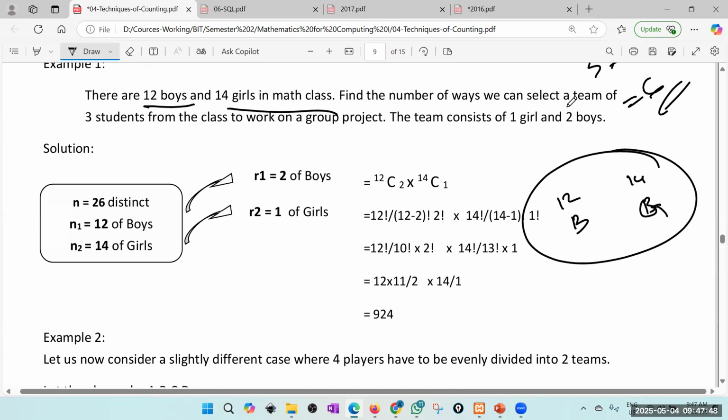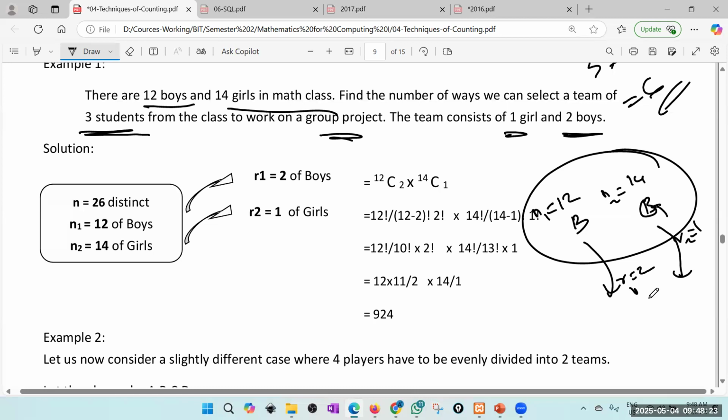Find the number of ways we can select a team of 3 students from the class to work on a group project. The team consists of 1 girl and 2 boys. So you need to pick a team of 3. The team must have always 1 girl and 2 boys. So that means from these boys, you need to pick 2. So this is my N1 and this is my R1. And from these girls, that is N2, you need to pick only 1 because 1 girl.